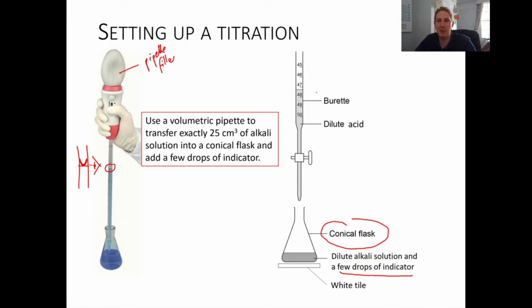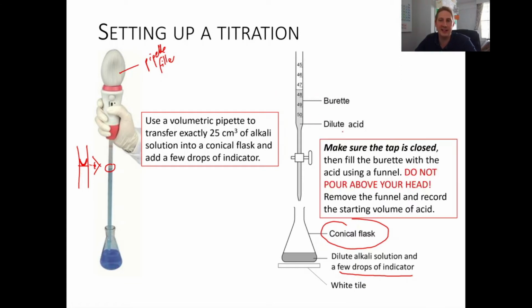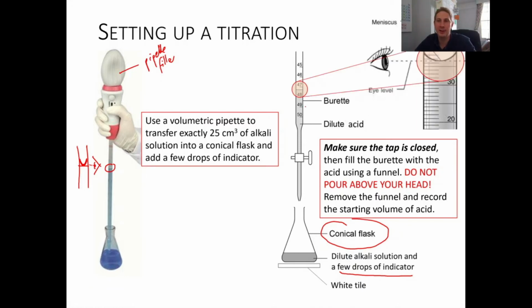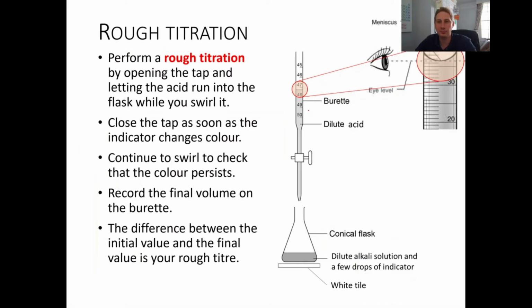You will then set up a burette with your, in this case, acid. Make sure the tap is closed, quite important. You ideally don't want to fill the burette when the conical flask is underneath, just in case. Don't pour into the burette from above your head. Remove the funnel. Record the starting volume of acid. And this is reminding you that you need to read all volumes to the bottom of the meniscus from eye level. You would perform a rough titration, swirling the flask while you let the acid run in.